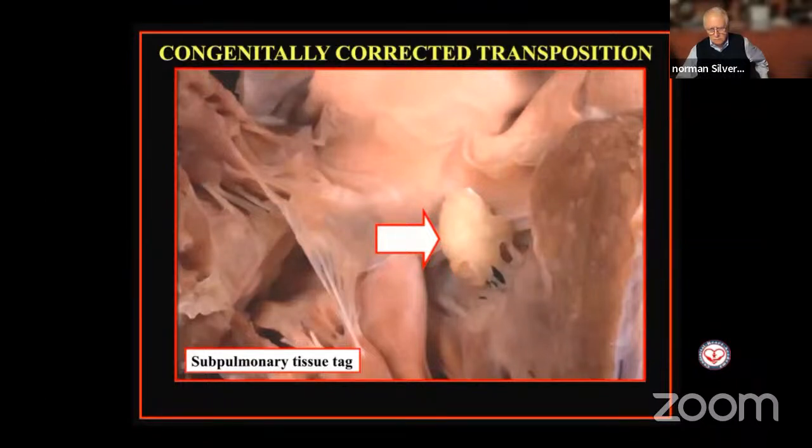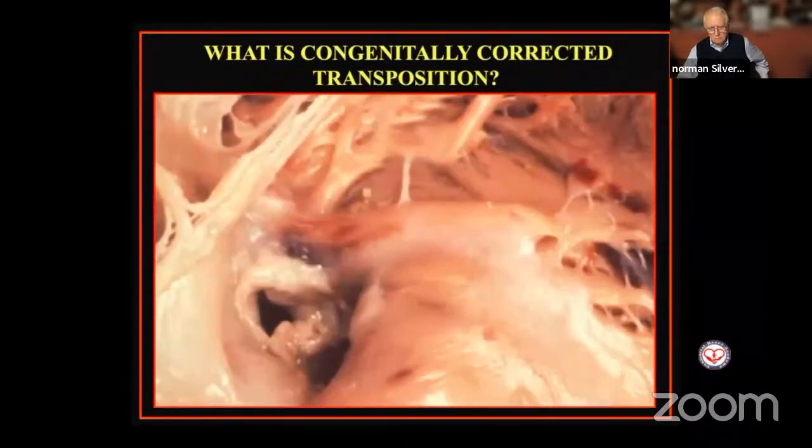And on occasion, surgeons have unpicked those tendinous cords that are attaching the tissue tag to the margins of the ventricular septum, and they've used the tissue tag to close the ventricular septal defect. And tissue tags are quite frequent in the setting of congenitally corrected transposition. But this is the really troublesome lesion.